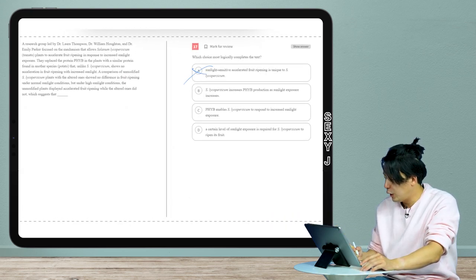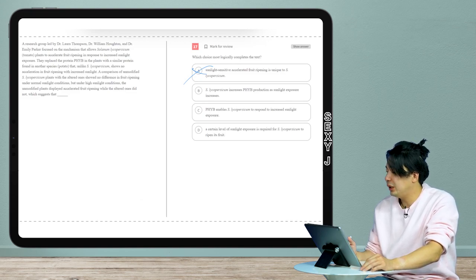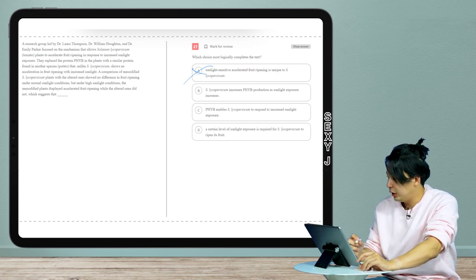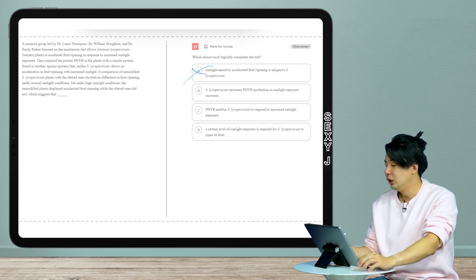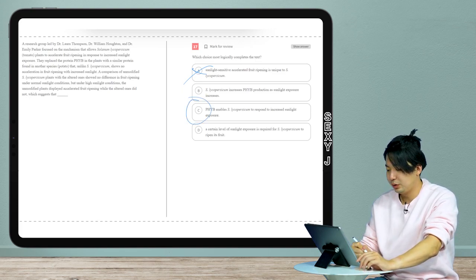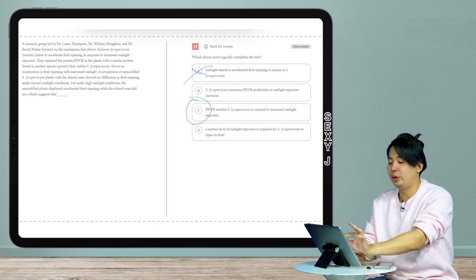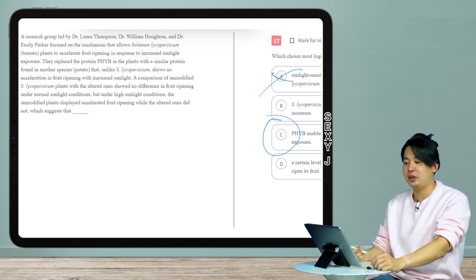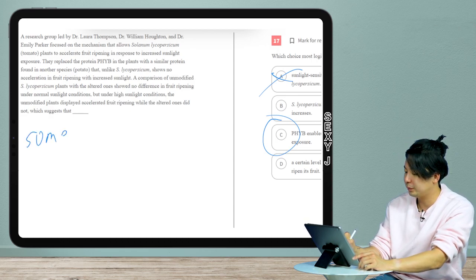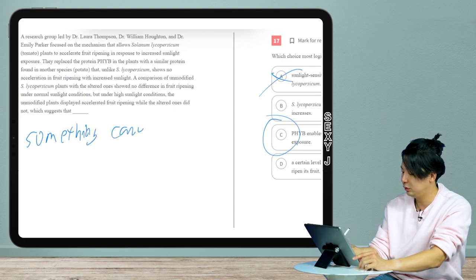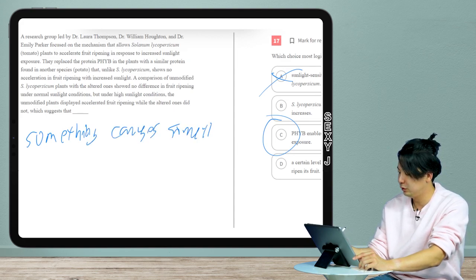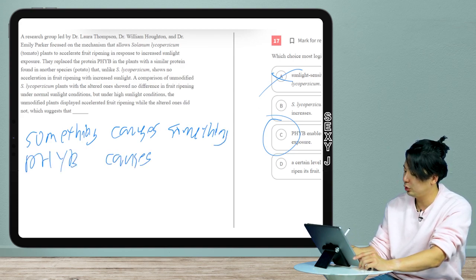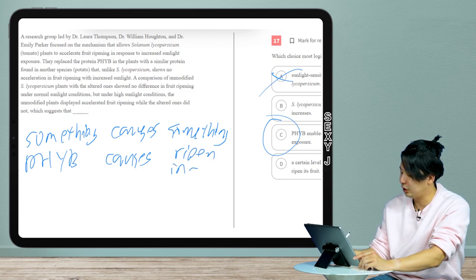Okay. And then, so our best answer is going to be between C and B because they mentioned PHYB, right? Okay. So the answer here is going to be, what do you guys think? Yeah. So the answer here is C, okay? I know, again, it is a lot of words, so when you're looking through this scientific suggestion thing, you just have to narrow down. What was the question that I was trying to answer, which is, again, something causes something. In this case, that was PHYB causes growth and ripening in sunlight.